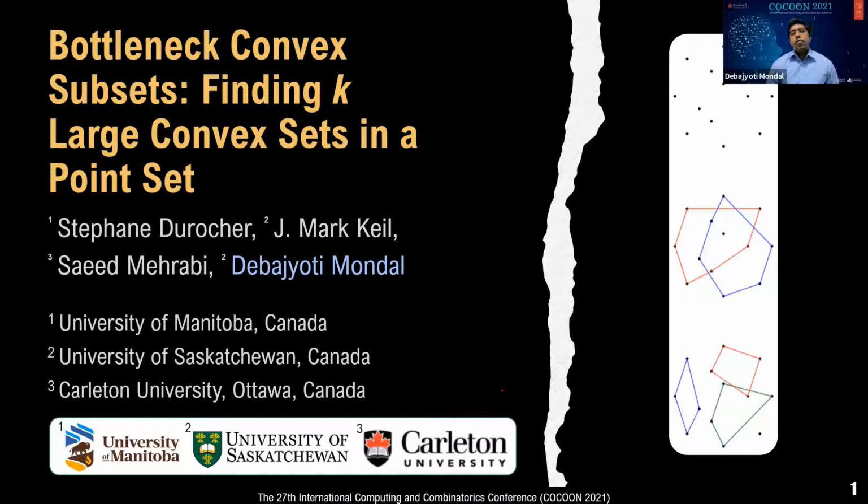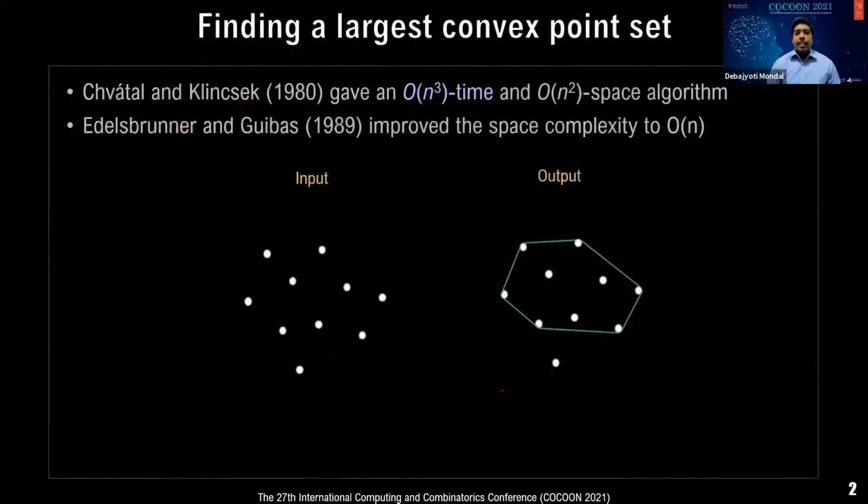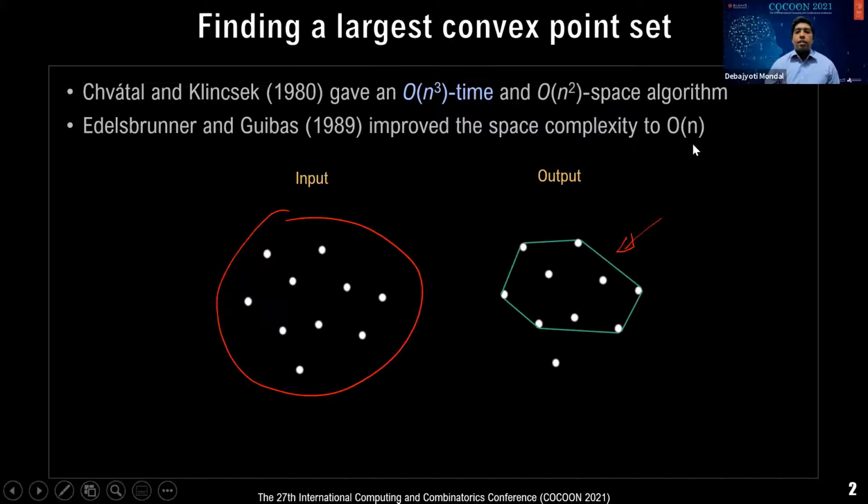As you can see, we are trying to find K large convex sets in a point set. In 1980, Chvátal and Klincsek showed that in order n cubed time and n squared space, you can find such a largest convex point set. For example, here you have an input and you can have a largest point set where the convex hull contains 6 points in the output. Later on, this was improved to order n space in 1989.